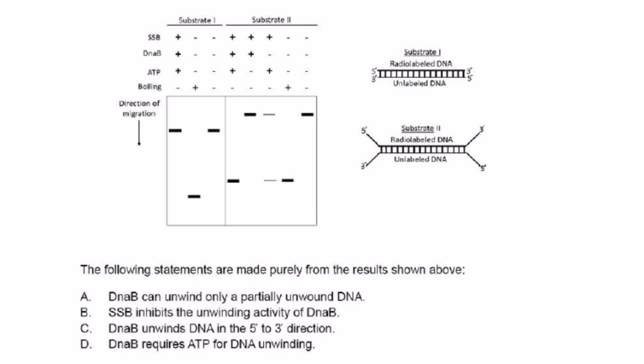Now read the statements. DnaB can unwind only a partially unwound DNA. I already told you, as lane 1 in substrate 2 and lane 1 in substrate 1. I already discussed that, so that statement is correct. Then, single-stranded DNA binding protein inhibits the unwinding activity of DnaB. That statement is not correct.